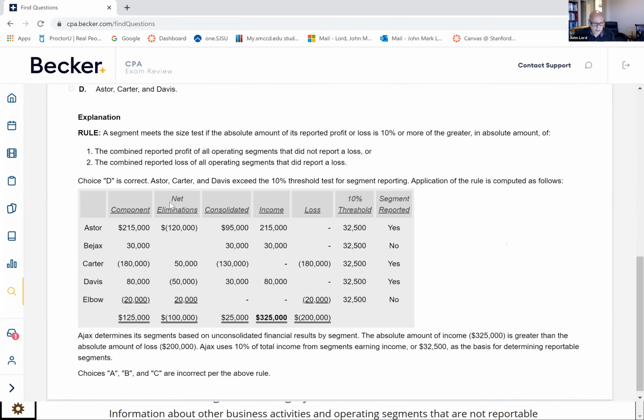So we've got Astor, and we've got B. Jackson, Carter, Davis, and Elbow, and they're giving us each of their respective incomes or losses, right? They give us the eliminations as a distractor. Remember, to determine whether we have a reportable segment, we don't worry about eliminating intercompany transactions. So we just look at the total. You don't worry about eliminations.